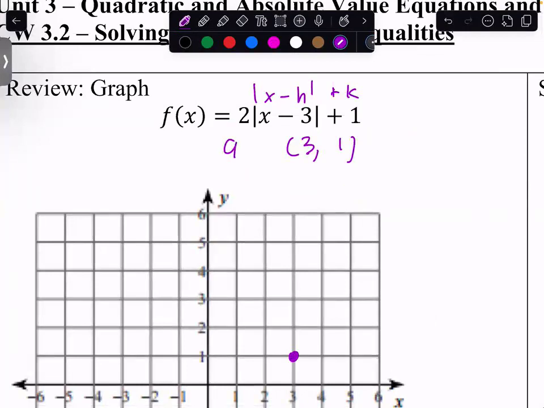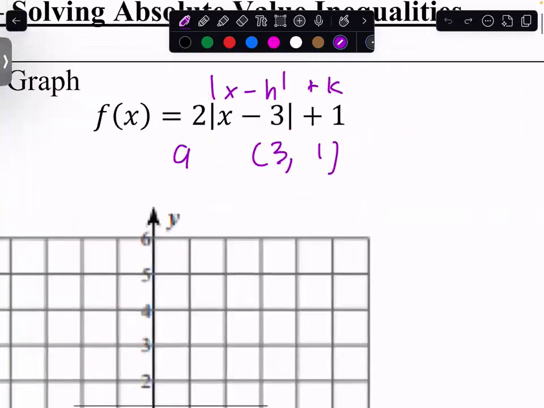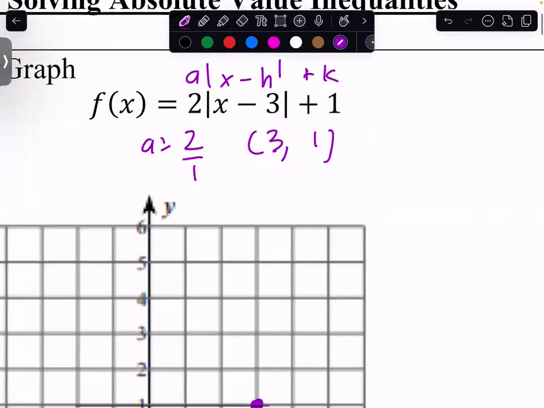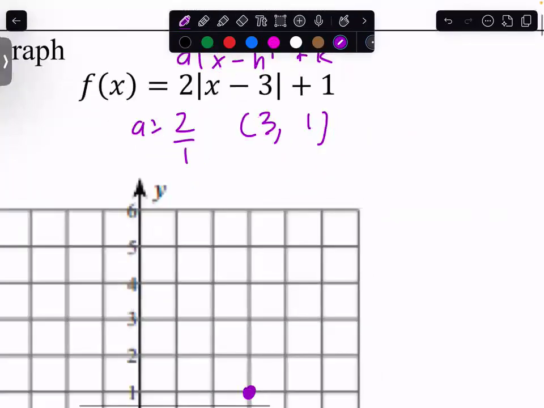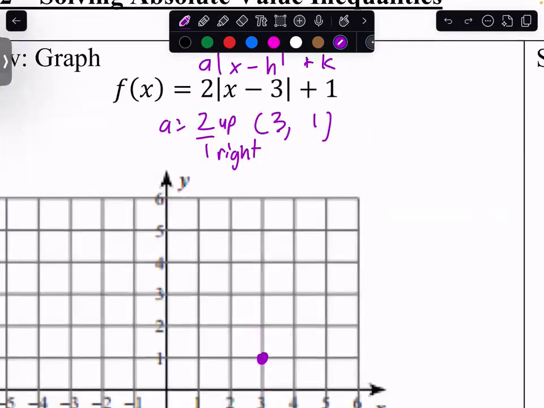And then the a value is the number in front that multiplies it. Okay, so for this problem, a is 2, or in fraction form, 2 over 1. And that's useful for getting the slope to the right. It's rise over 1, so it means 2 up for every 1 right. Okay, so from that vertex, you go 2 up, 1 right. For the next point, 2 up, 1 right.